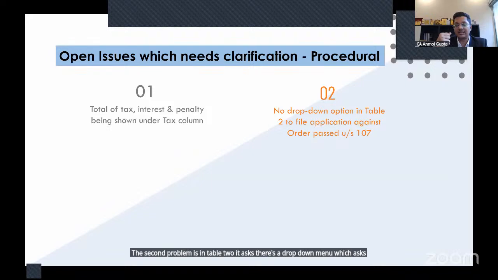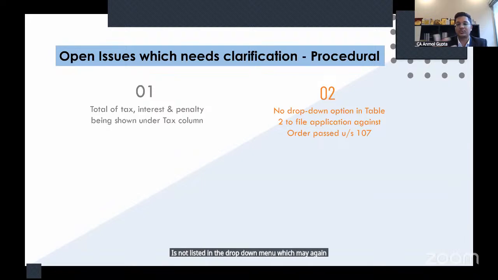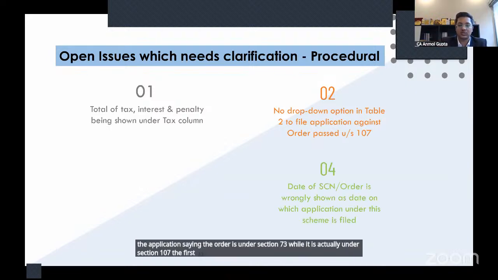The second problem is in table 2, where there is a drop-down menu which asks against which order you are filing the application. It has section 73 order and other sections, but section 107, the first appellate authority's order, is not listed in the drop-down menu, which may again force the taxpayers to file the application saying the order is under section 73 while it is actually under section 107, the first appellate authority's order.